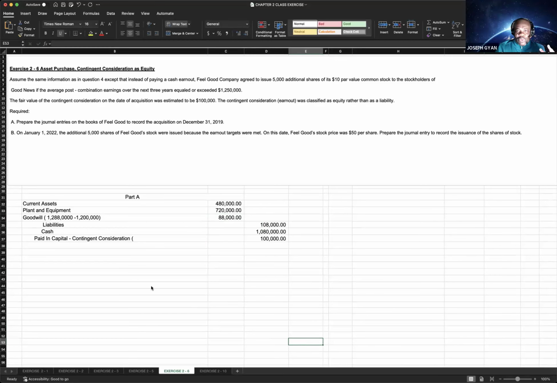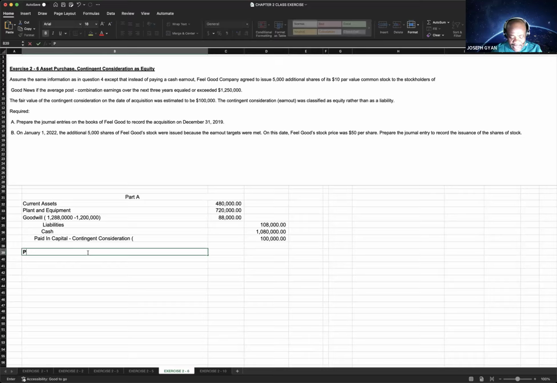Now look at part B. B says after 2 years, they have to see if this company was able to meet the requirement. So it says in 2022, the additional 5,000 shares of the Fig Good stock were issued because the earn-out target was met. The Fig Good stock price was $50 per share. Prepare the journal entry. So part 2, good news: they were able to meet the target. So we have to hold on to our promise and give them the stock. Where is it coming from? It's coming from the other contributed capital.